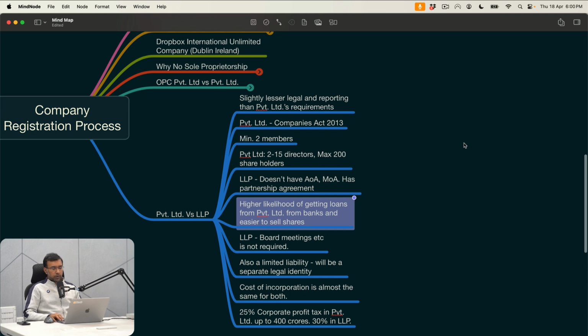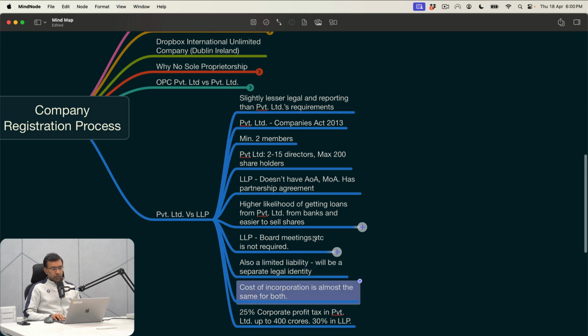There is a higher likelihood of getting loans from banks if you are a private limited company, and in general a private limited company is seen as more authoritative and more reputed. In LLP, board meetings are not required. LLP also has limited liability. Cost of incorporation is almost the same, and the last time I checked, the corporate profit tax is 25% for a private limited company, but for LLP it is 30%.